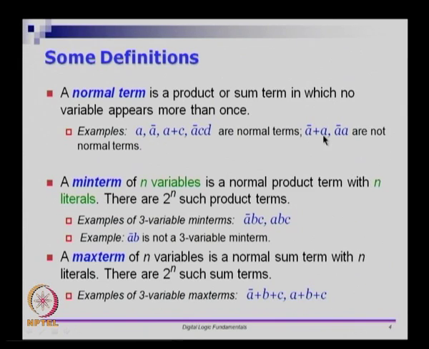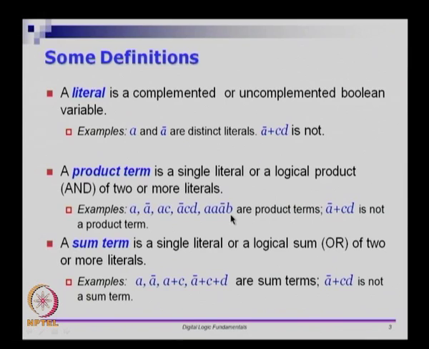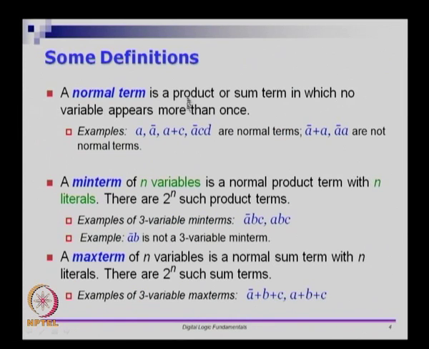If you look at a bar plus a, you take this as a sum, and the same variable appears twice, so it is not a normal term. Similarly, earlier I showed you a bar a, where the same variable appears in the uncomplemented form and once in the complemented form, so this is not a normal term. A normal term is a product or sum in which no variable appears more than once, even in complemented and uncomplemented form like a bar a. It is not a valid normal term.